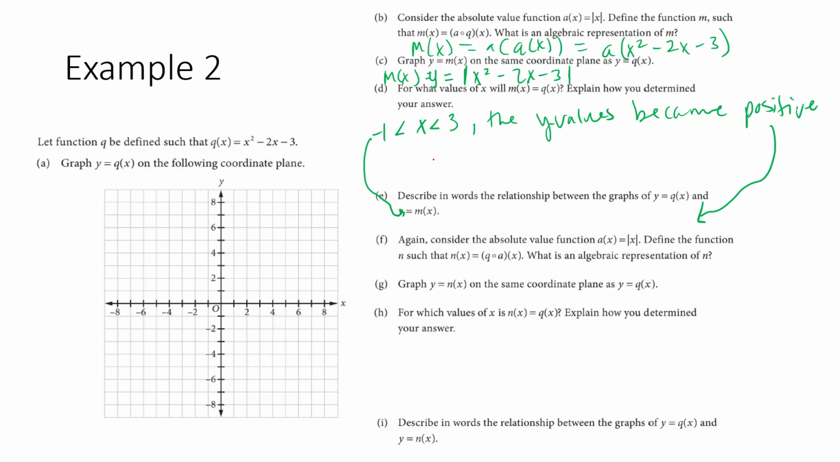Okay. All right. So when x was less than or equal to -1 and x was greater than or equal to 3, the value stayed the same. That's where they're equal. And why did they stay the same? Because the outputs were already positive.